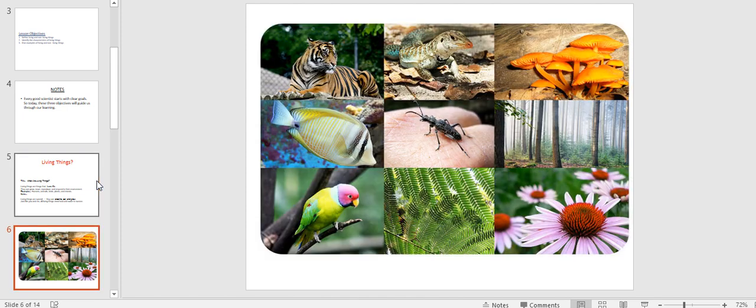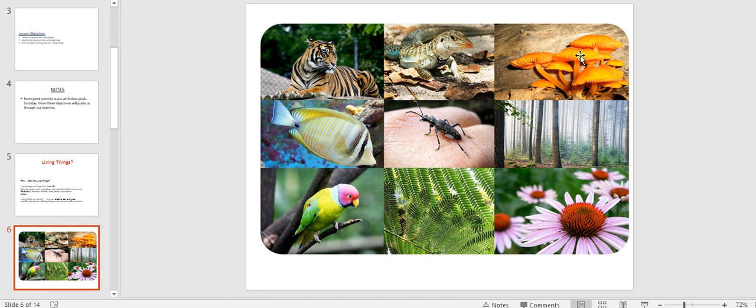Here I have a picture showing all types of living things. Let's start with this picture here. This is a cheetah. It's a living thing, it's an animal. Here we have what should be a lizard. It's a living thing. It can reproduce, it can move, it can grow.